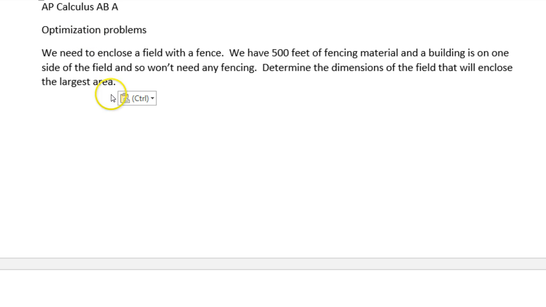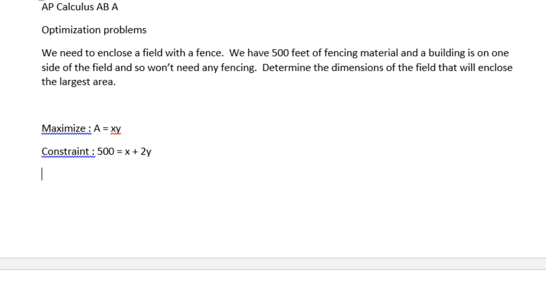Like any problem, we need to come up with some formulas. We want to maximize our area, which is equal to x times y. Simple as that. The only constraint we have is going to be 500 feet of fencing material, and we're going to have one side plus two other sides. The reason I'm not adding up 2x plus 2y is because one side is just going to be a building.